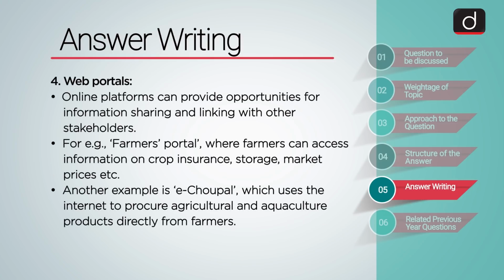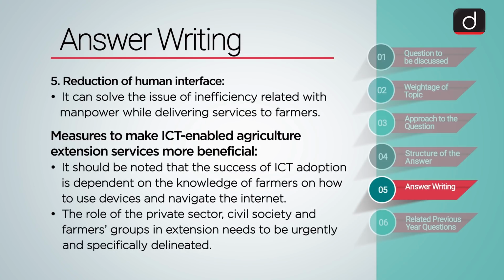Web portals. Online platforms can provide opportunities for information sharing and linking with other stakeholders. For example, Farmers Portal, where farmers can access information on crop insurance, storage, market prices, etc. Another example is eChopal, which uses the internet to procure agricultural and aquaculture products directly from farmers. Reduction of human interface. It can also solve the issue of inefficiency related with manpower while delivering services to farmers.